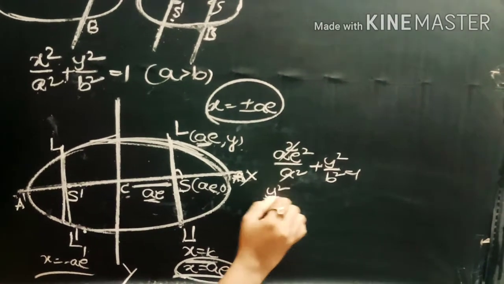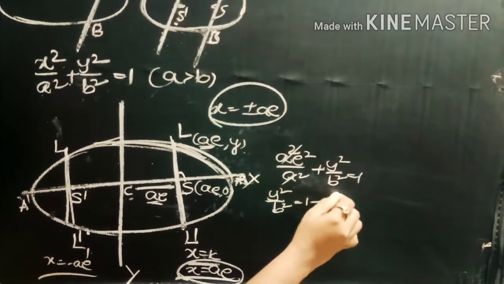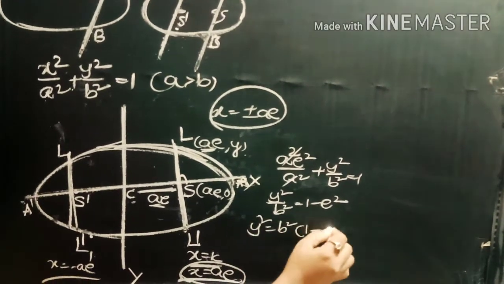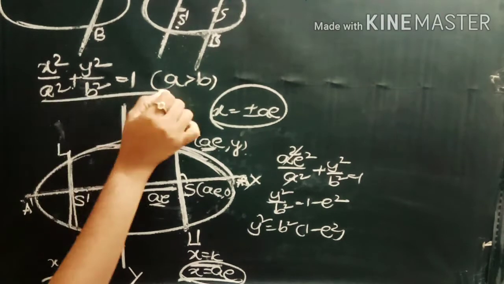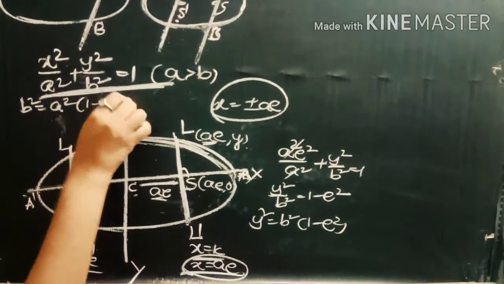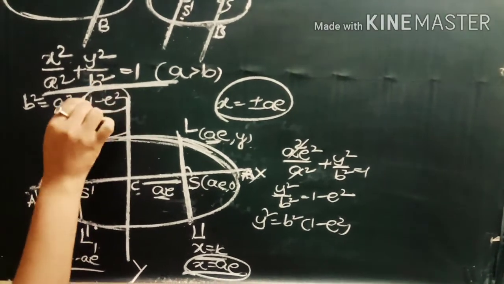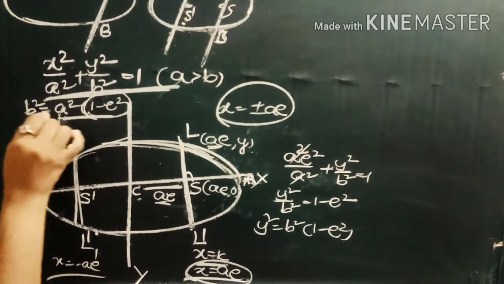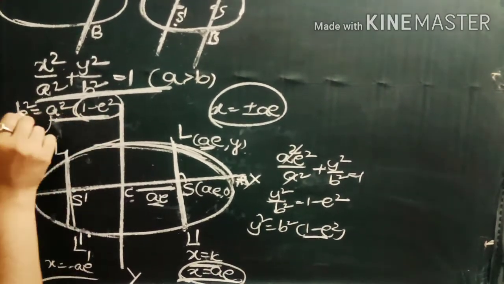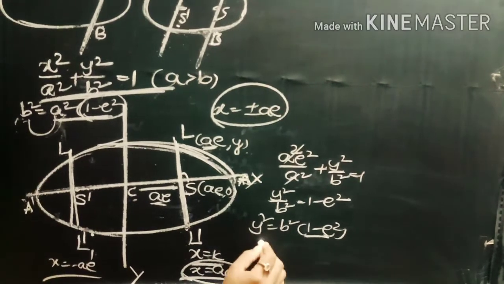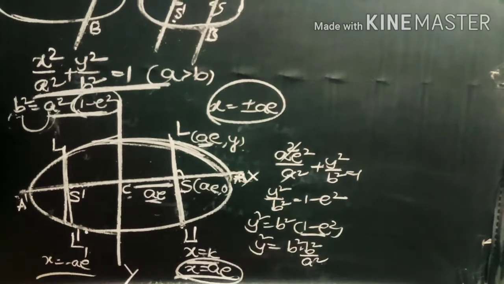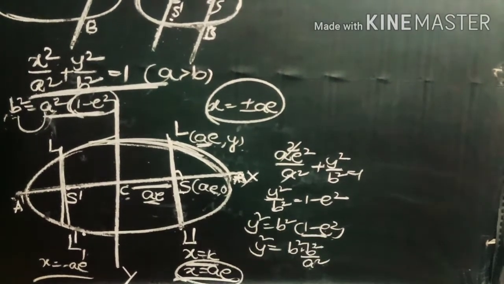That is, the value of y square by b square is equal to 1 minus a square, which means y square is equal to b square into 1 minus a square. Already we know that in the first case the formula b square is equal to a square into 1 minus a square. From this, the value of 1 minus a square is equal to b square by a square. That is, in place of 1 minus a square we are substituting the value b square by a square, which means the value of y square is equal to b square into b square by a square, since this is the value of 1 minus a square.